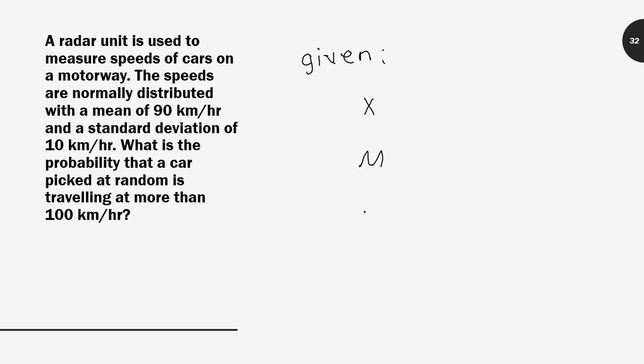Yung x, yung mean, and then yung standard deviation. Ang sabi dito, with a mean of 90 km per hour, so that will be 90, a standard deviation of 10 km per hour, and yung pinakatanong natin, ano daw yung probability that is more than 100 km per hour. Okay? So, yan po yung given po natin. After natin malista po yan, let's draw a normal distribution curve para may visualization po tayo.